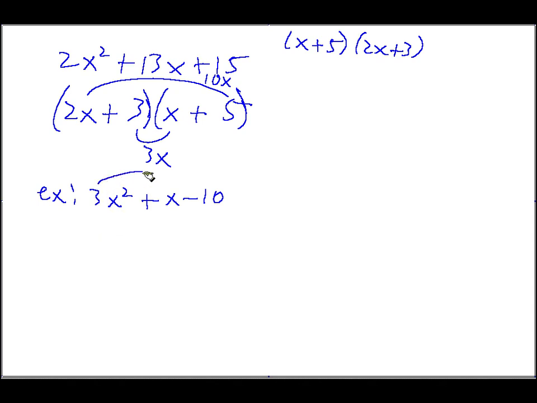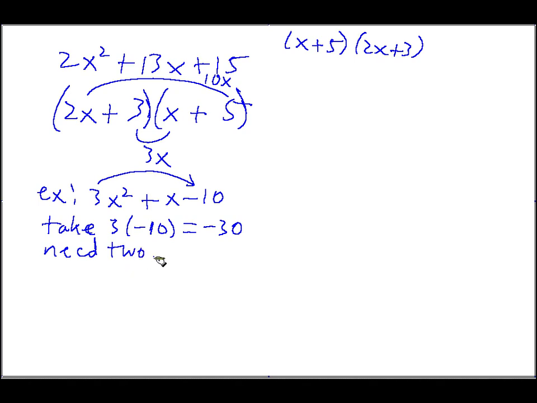So take the first number times the last number. So that's going to be what? We're going to take 3 times negative 10. That gives me negative 30 this time. So what do I need? I need two numbers. Write the criteria down.